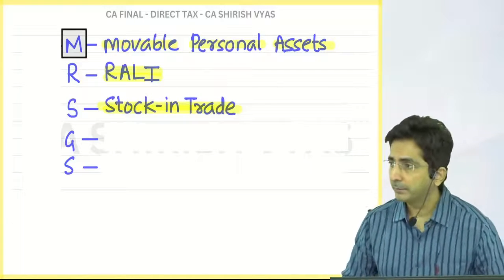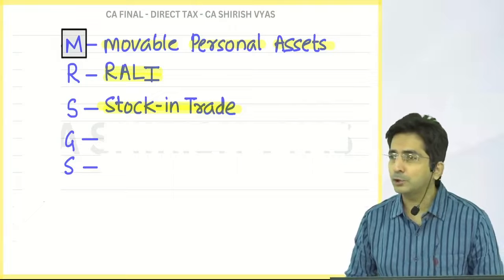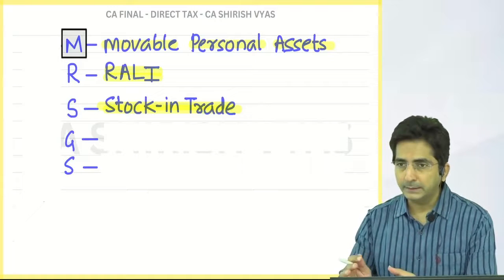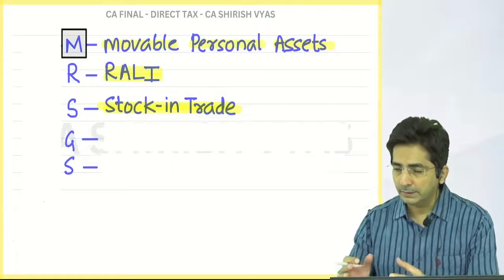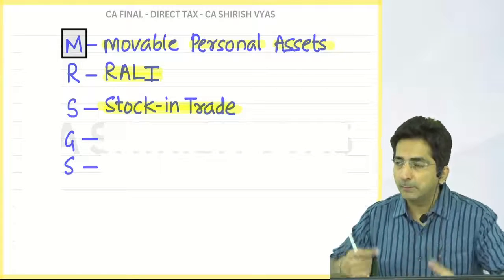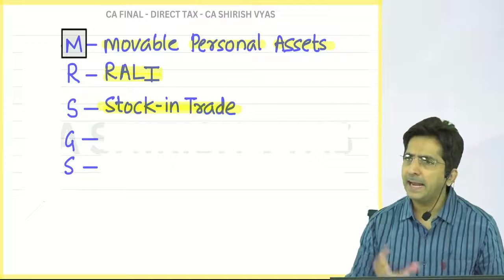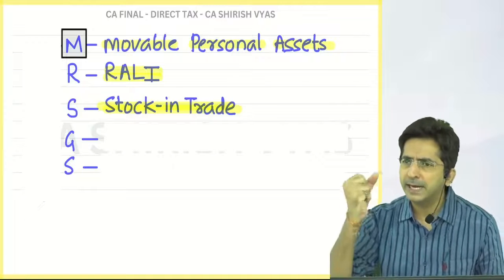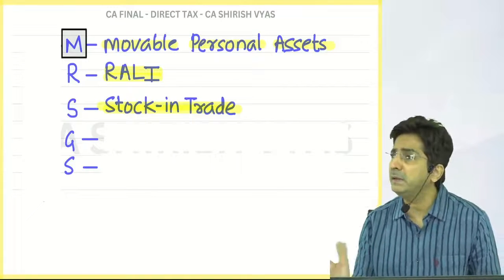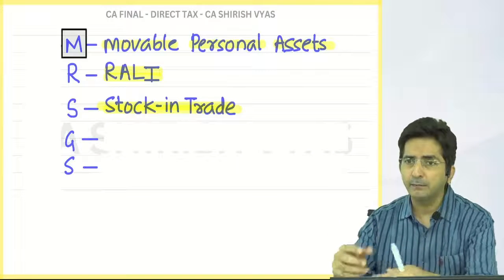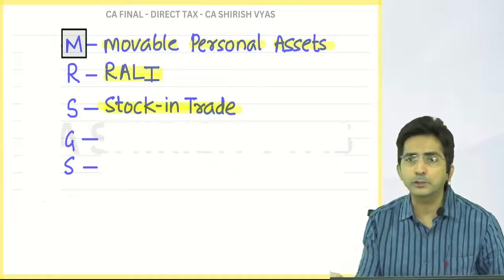Then stock in trade. You know what is stock in trade? Anything which is goods for me, for which I am doing the business, is stock in trade. Tell me, can land be stock in trade? Can shares be stock in trade? Anything can become stock in trade. The item which is my product is my stock in trade.